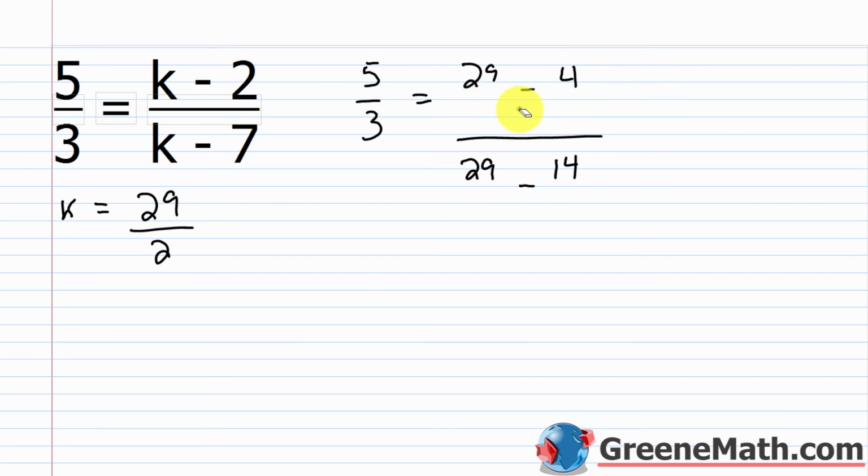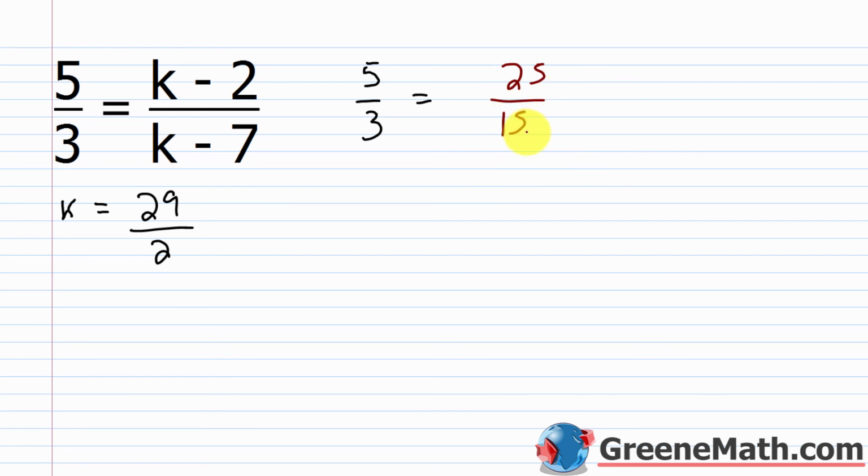So this is gone. And essentially I'd have 29 minus 4, which is 25. So I could write this as 25 over 29 minus 14, which is 15. Now I can simplify this and make it look like this.